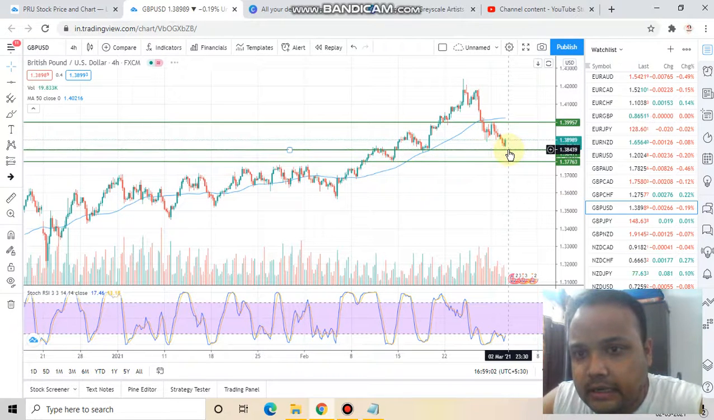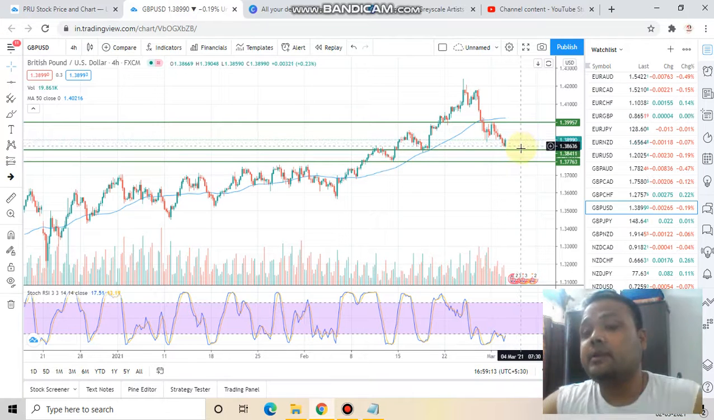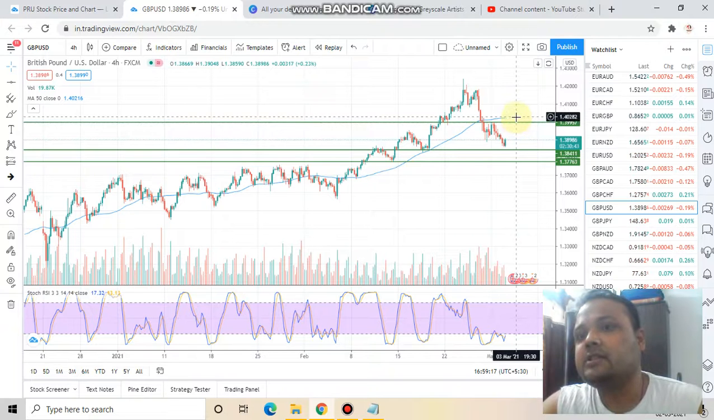This level should provide some support to the market. In case this level provides support, then you can go ahead and buy if it is being supported by the volume. Otherwise there is a buying position above this only, a safe buy position.